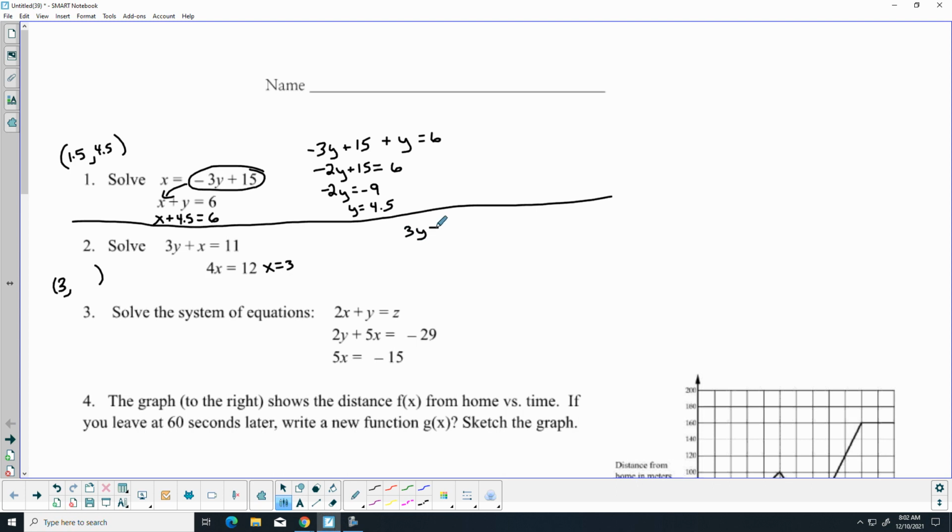3y plus 3 equals 11. Subtract 3 from both sides. And I'm going to get a fraction on this, and that's okay. Divide by 3. y is 8/3.